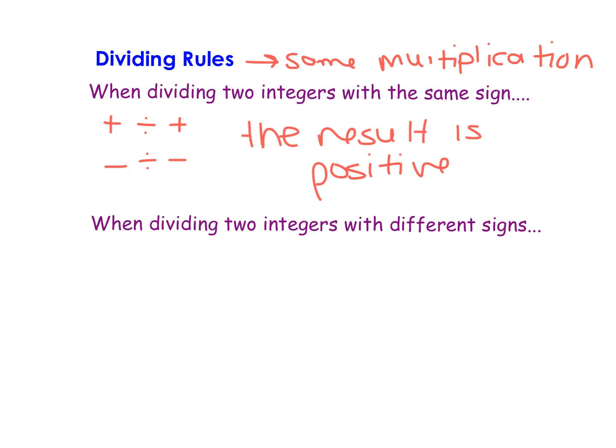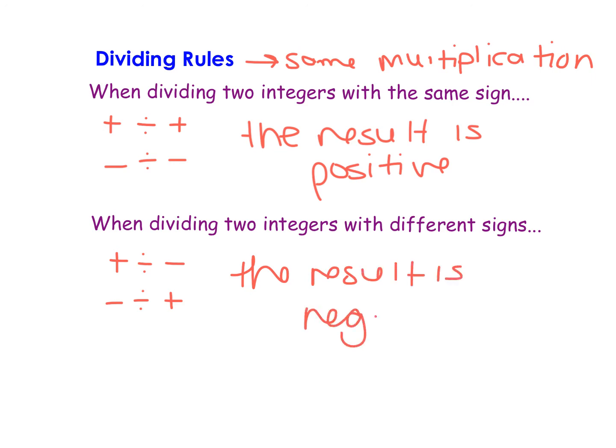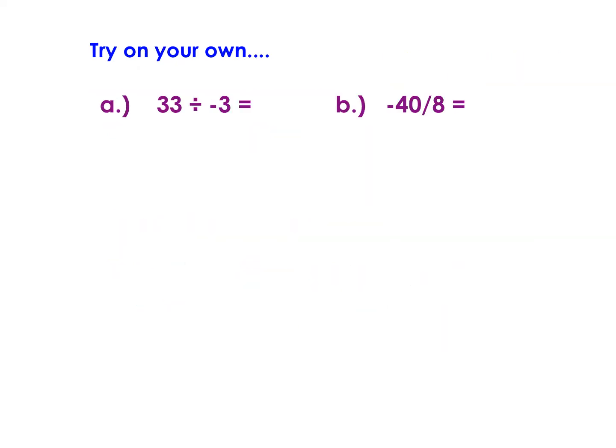Then, on the flip side of that, when dividing two integers with different signs, a positive divided by a negative or a negative divided by a positive, just like with multiplication, when you have one of each, that result is going to be negative. So now we're going to take those division rules and apply them to the problems we see on the screen. The first problem is 33 divided by negative 3. And I know 33 divided into 3 groups would produce 11 items per group, and because I have a positive and a negative number, my result is negative.